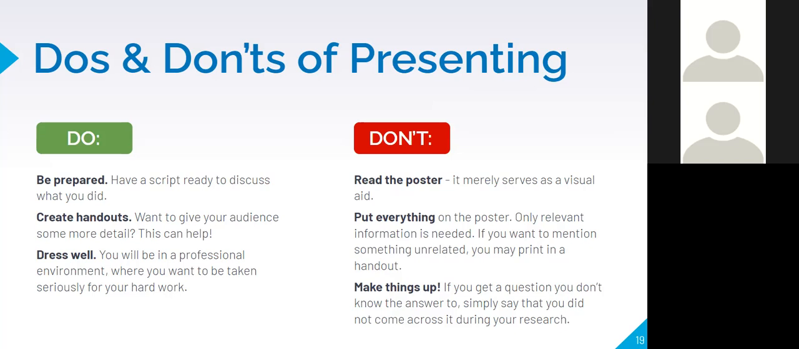The third don't I have is don't make things up. It may seem like something that you can get away with if someone in the audience asks you a tough question and you want to sound like you've known what you were doing in that specific topic. But you don't want to do this, because not only is it not credible, it's not, I guess, honest. It's okay to say that you don't know the answer to it because that wasn't a focus of yours and that you did not come across it during your research.